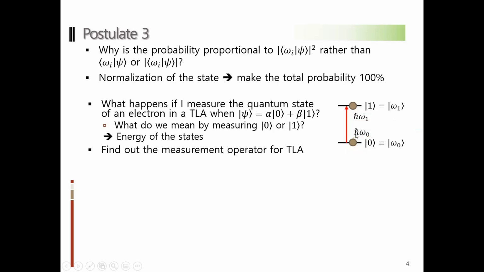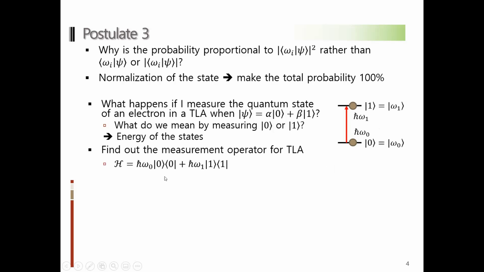Now the question is, can we build the energy operator whose eigenvalues are omega naught or omega 1, and for each case, when you measure this energy level, these vectors should be the eigenvectors. So how can you build such kind of operator?